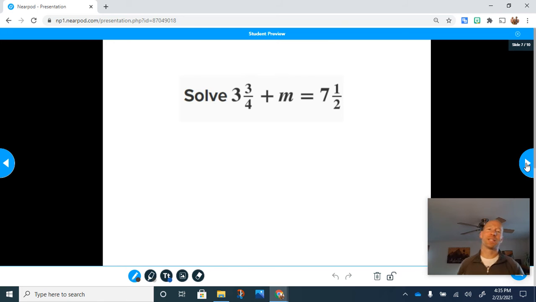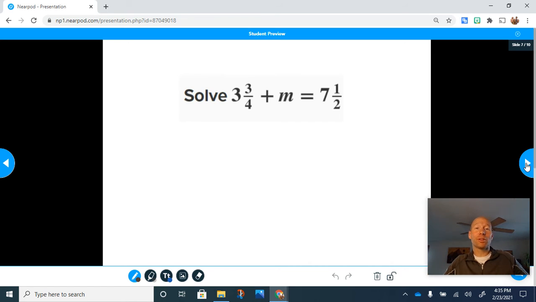Let's move on to one of the harder ones over here. Yeah, let's solve this one together. So we have 3 and 3/4 plus m equals 7 and 1/2. And I want you to work on this one on your own as well. But what are we going to do to balance this out?